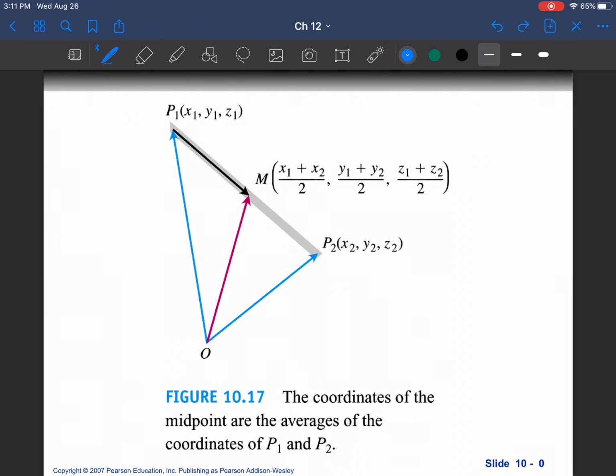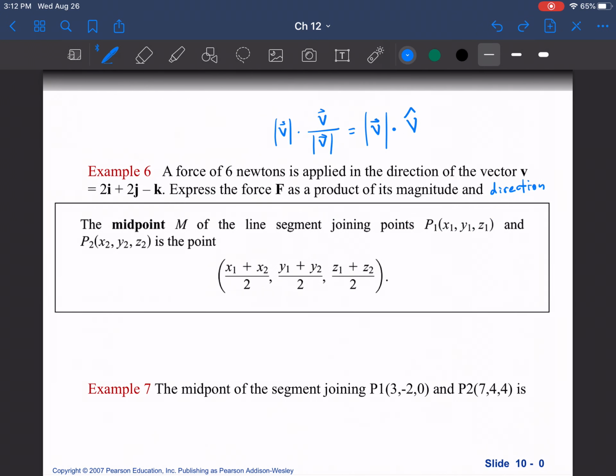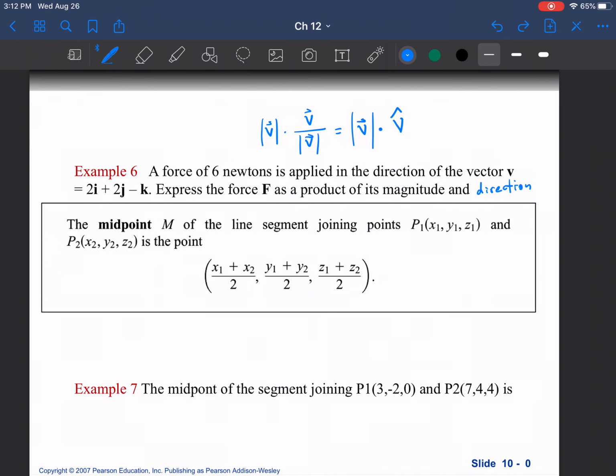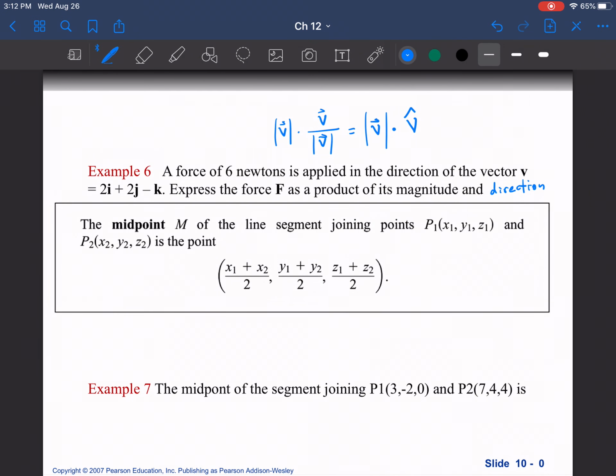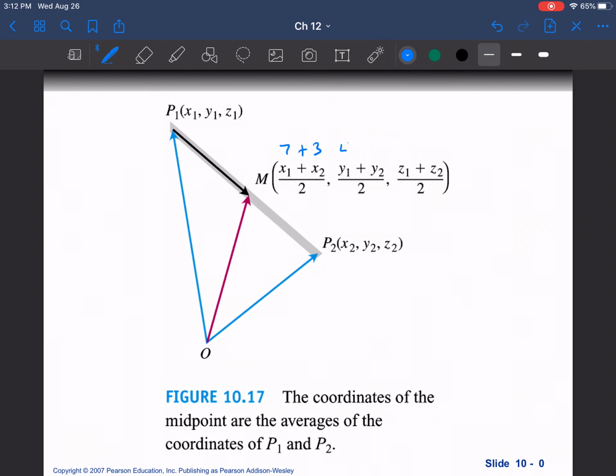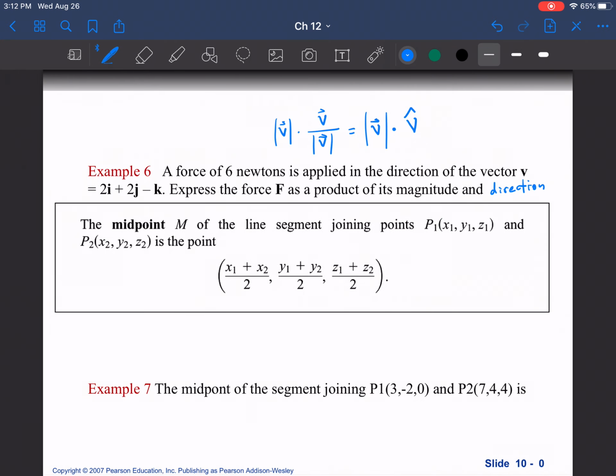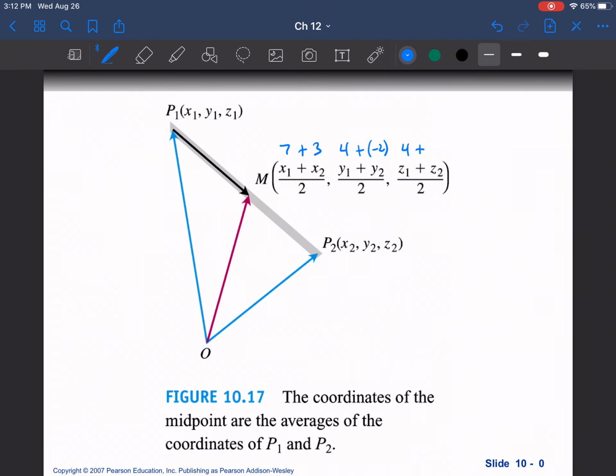All right, and so you could actually find a vector that pointed to that midpoint by just simply taking the average of them. In this case, it would be 7 plus 3, 4 plus negative 2, and then 4 plus 0. So something like that. And so then this would be 5, this would be 1, this would be 2. All right, and then there's where our midpoint would be in component form like that.